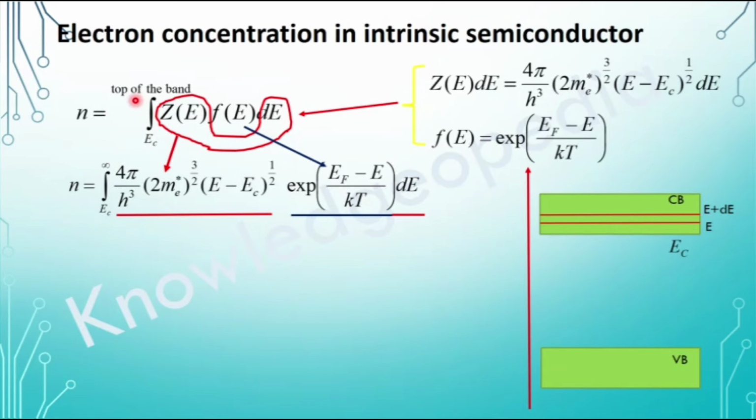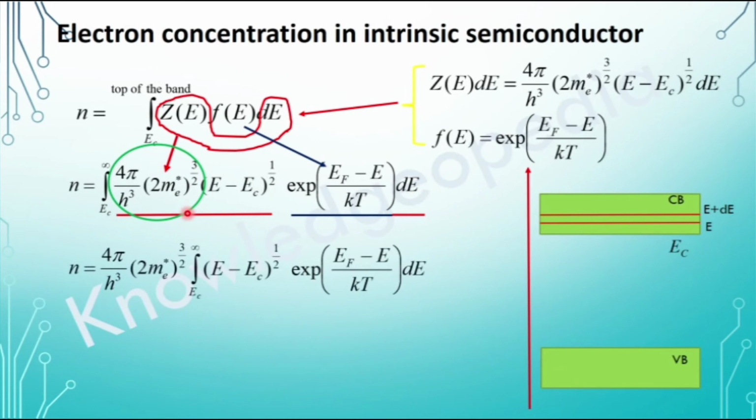In this integration, the terms encircled are constants, because 4 pi is constant, Planck's constant is again constant, and Me star, the effective mass of electron, is also constant. So this portion is constant and independent of the variable E. I can take this constant term outside the integration. Inside the integration, we are left with E minus EC to the power half, exponential of (EF minus E) by kT dE.